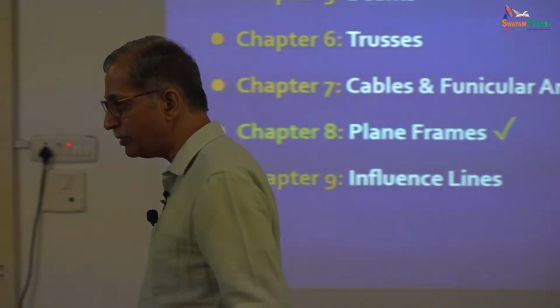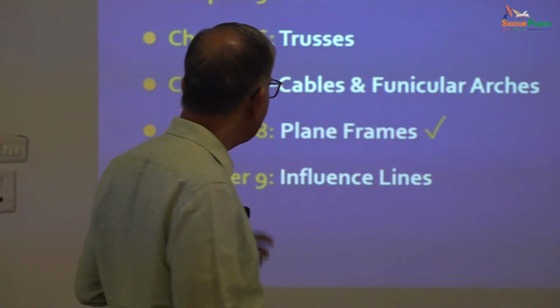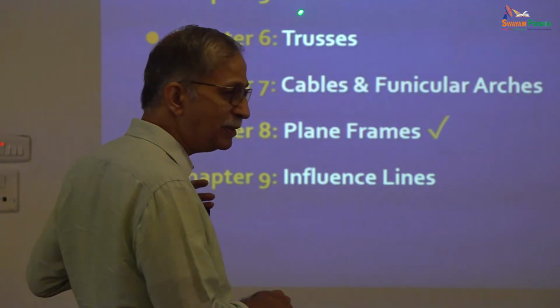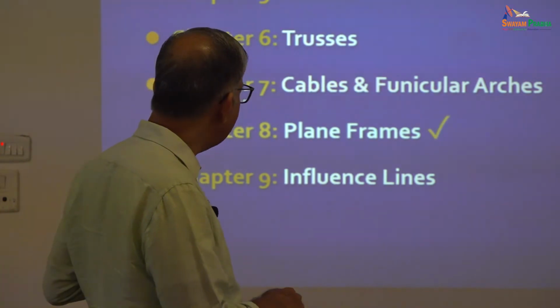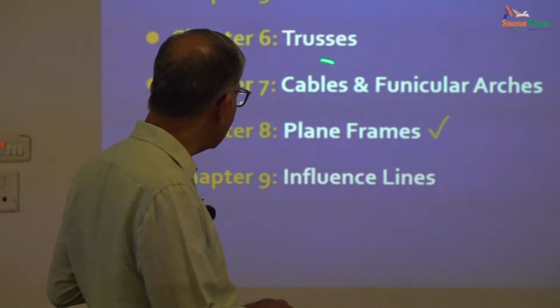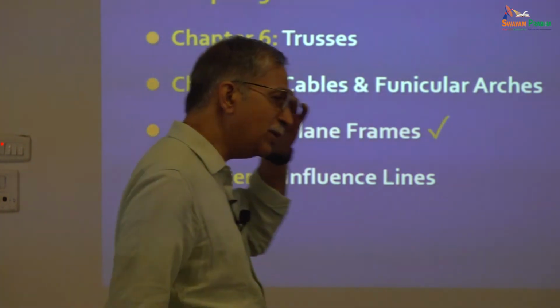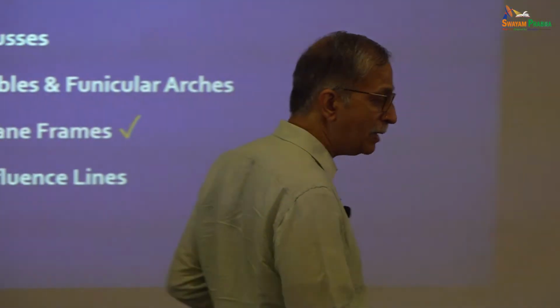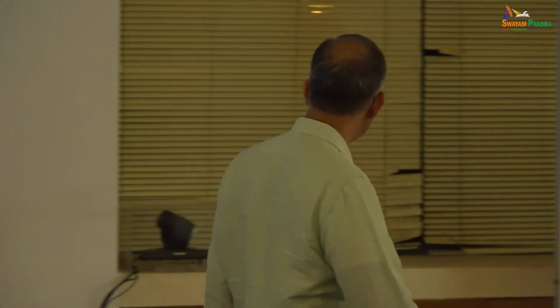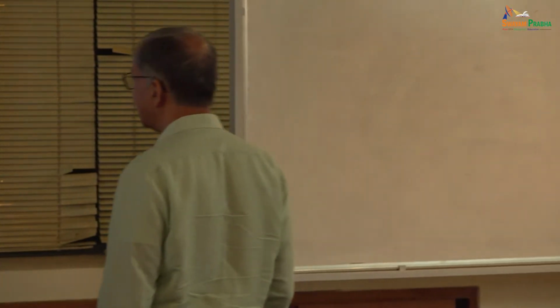We started with support reactions. We didn't care what the structure was, but we are looking at primarily plane structures, planar structures. We looked first at beams. Then we understood how the beam concept could be extended to trusses. Then we saw how it could be extended to funicular systems, which are cables and arches. Now we go to non-funicular systems, which are frames, plane frames, and then we'll look at influence lines.